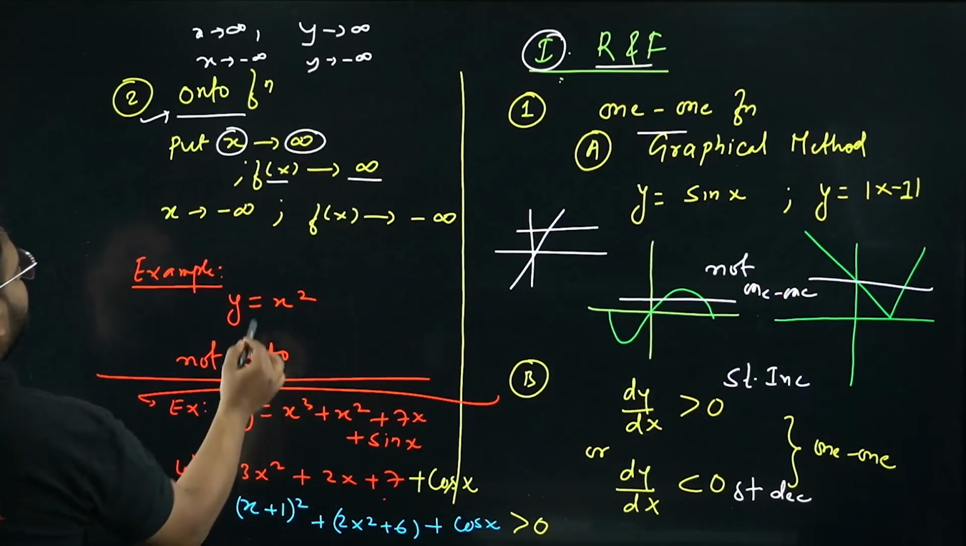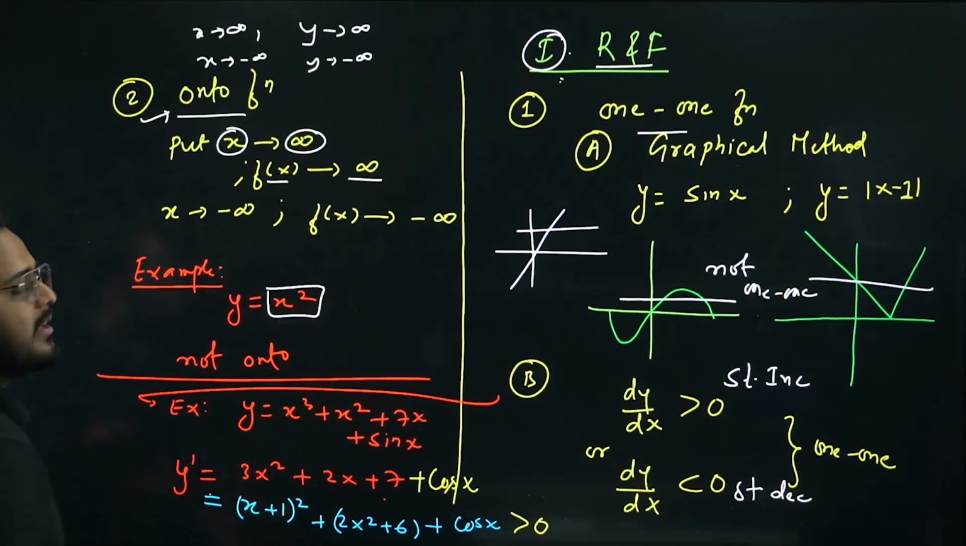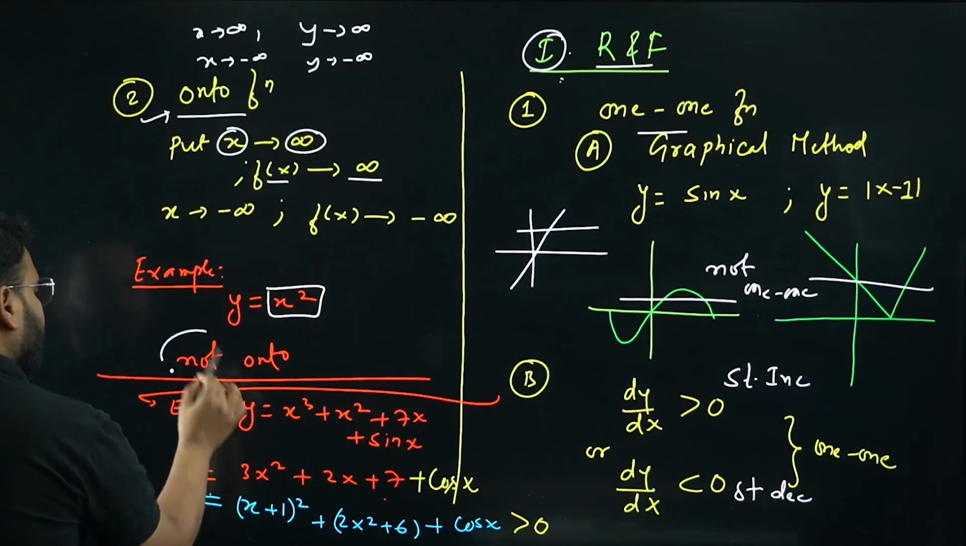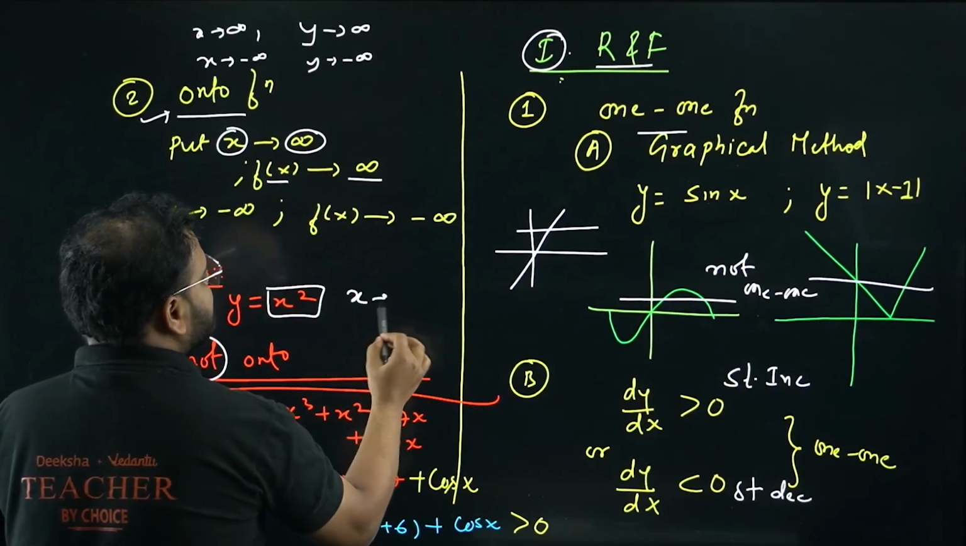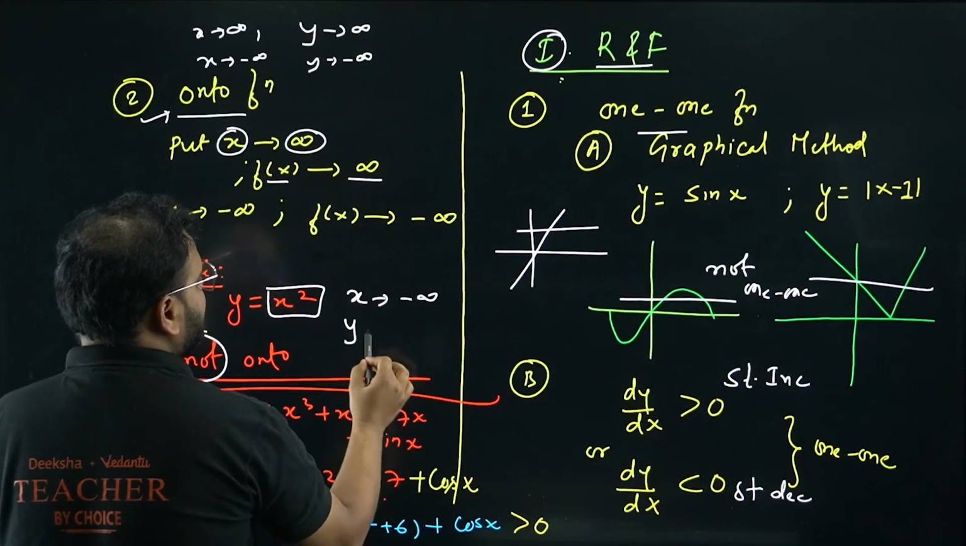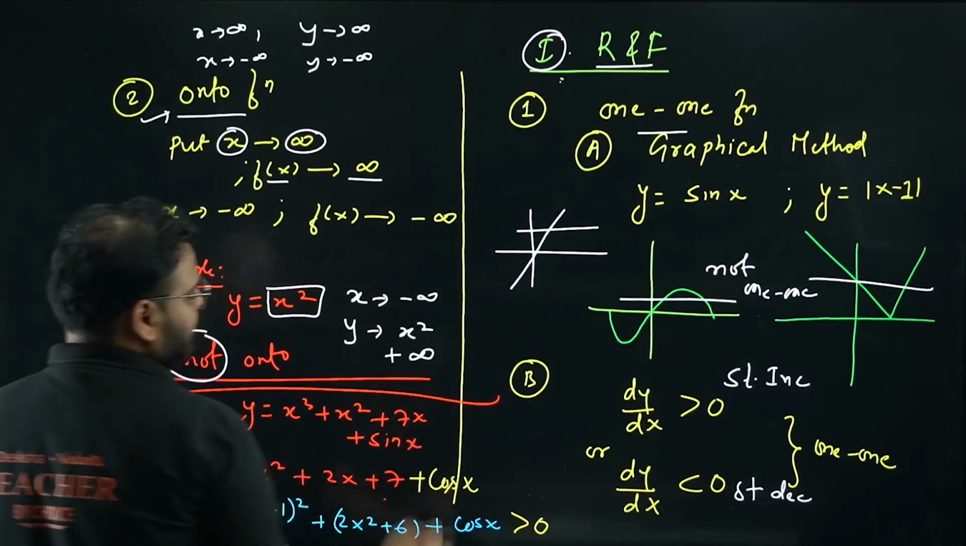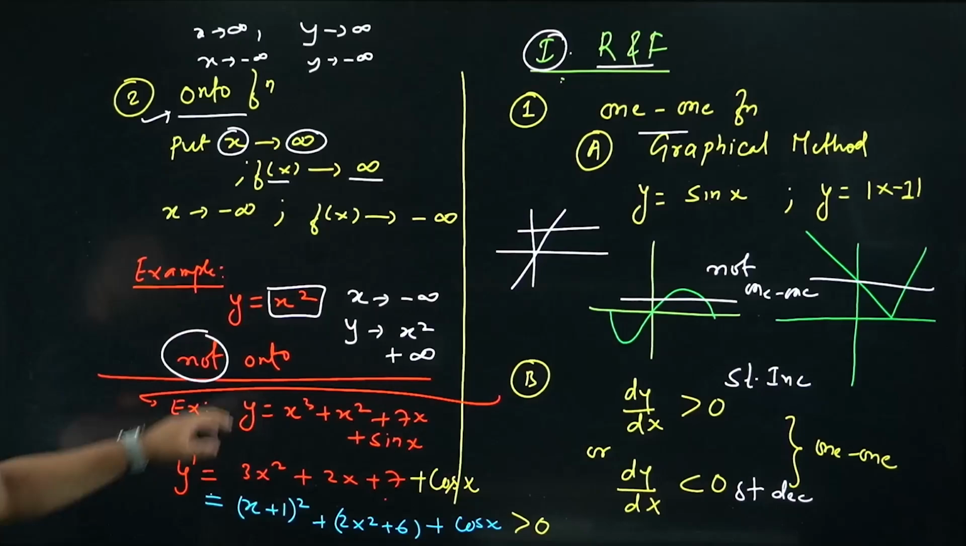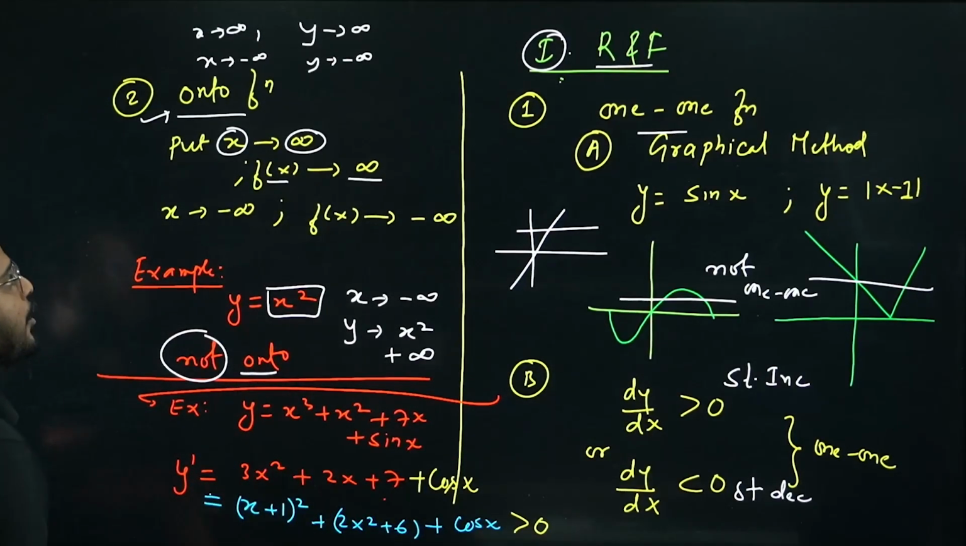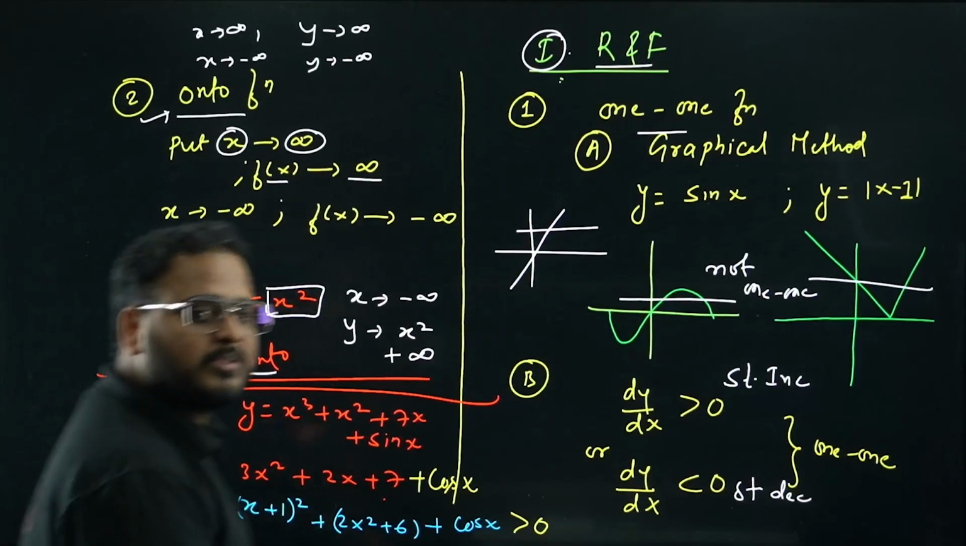Please check a question I've taken over here. y equals x square. Is it onto, sir? Of course not. Please check why. Because if I take x tends to minus infinity, what happens to y? It will become the square of x, right? It will become simply plus infinity. Yes or no? Yes. In that case, not onto, sir. Not onto. I hope this is all clear.